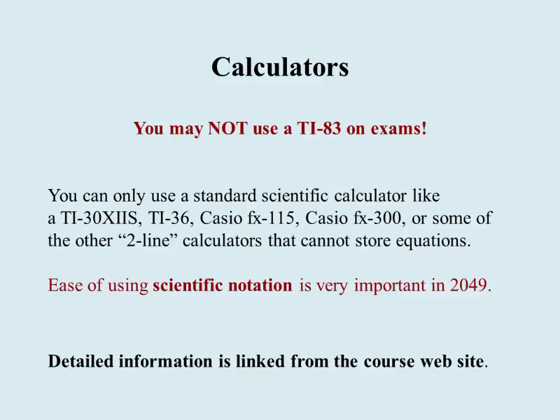As before, you may not use a TI-83 or other graphing type calculators on exams. If you don't already have one, you need a standard scientific calculator, usually referred to as a two-line calculator, some of which are listed here. All of the details about that are on my course website that you can also find in the syllabus information that's on Canvas. You might need a different calculator than you used last semester because scientific notation is extremely important in Physics 2049, and some of the more basic calculators that some of you may have used aren't as convenient for doing calculations in this course as they were in Physics 2048.